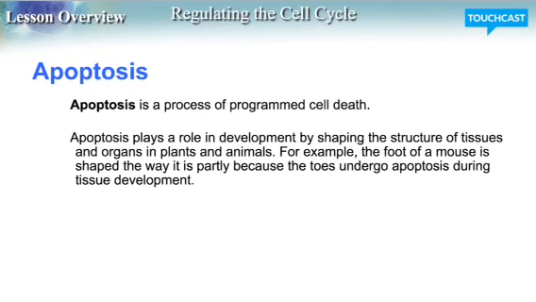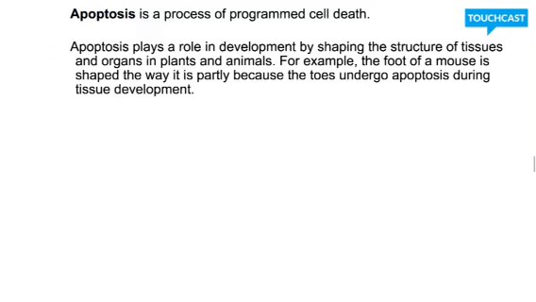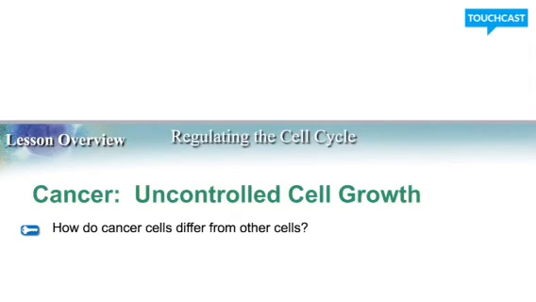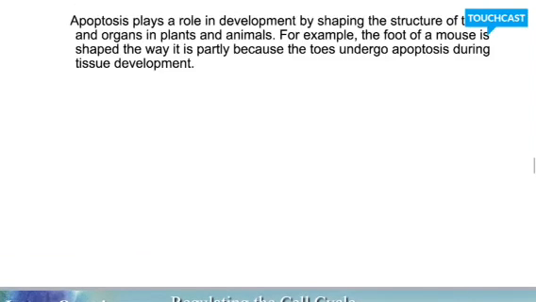Now, not all cells live, okay? Some cells die. What happens when a cell dies, we call it a programmed cell death. So when the cell is not needed anymore in the body, it has to die. We call it the cell programmed death or apoptosis. Now, this is just to give an idea about how cell cycle is regulated.